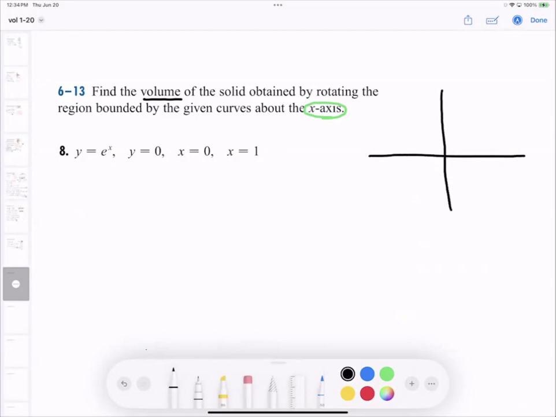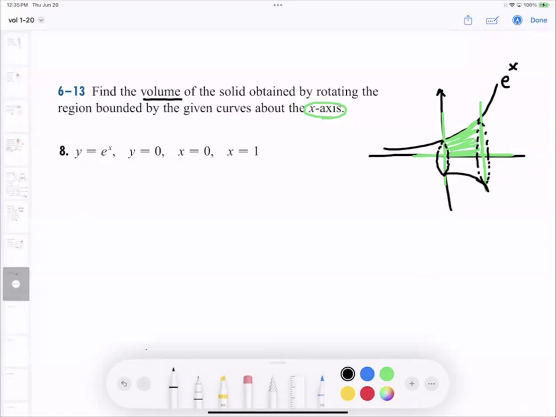Graphing an exponential function is not that difficult. We know that e to the x behaves like this. And then y equals 0, which is basically your x-axis. Then you have x equals 0, which is your y-axis. And then x equals 1, which is basically your vertical line here. And then you are rotating this object about the x-axis. Very good. So rotation about the x-axis is not that difficult to see. This is the 3D object that you're getting.